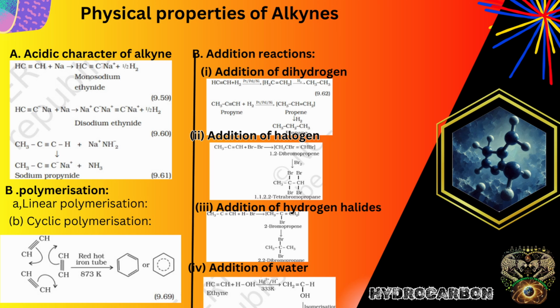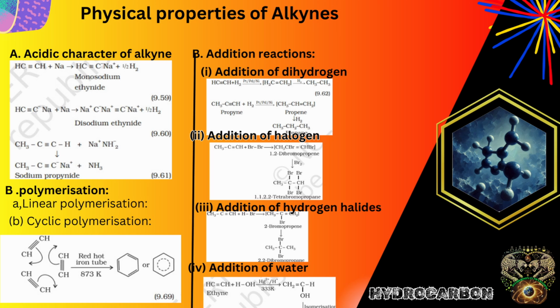Linear polymerization forms polyacetylene, a conductive polymer used in electronics. Cyclic polymerization occurs when ethyne is passed through a red hot iron tube at 873 Kelvin. It forms benzene. Alkynes can add hydrogen, halogen or water due to their triple bond.